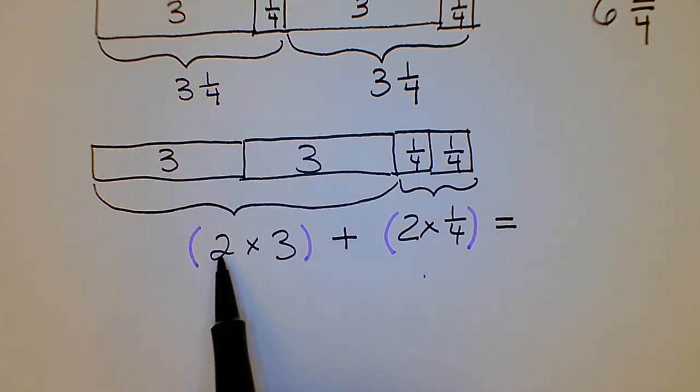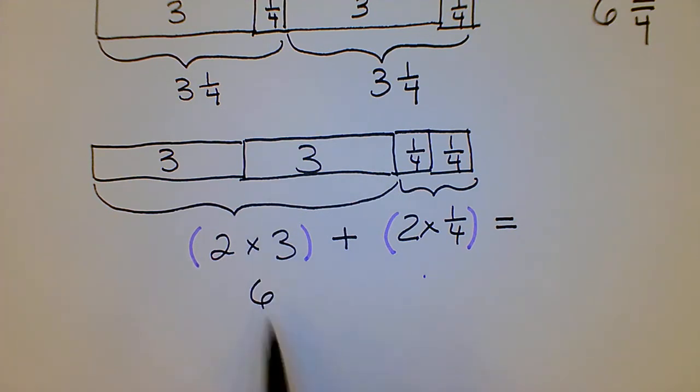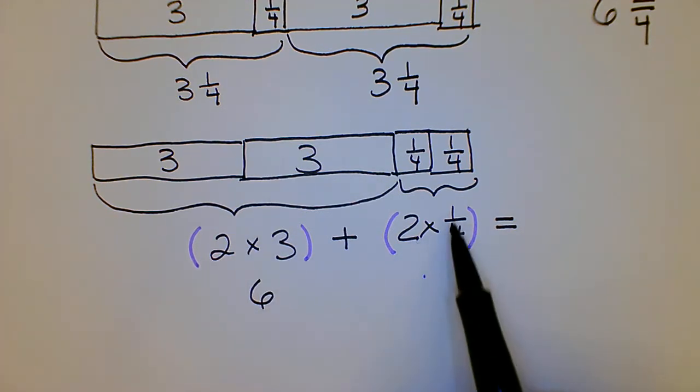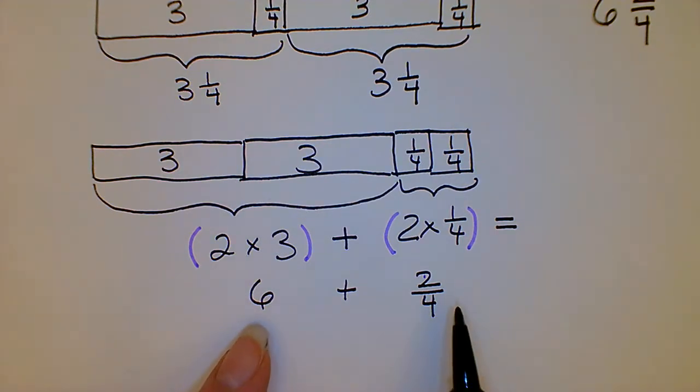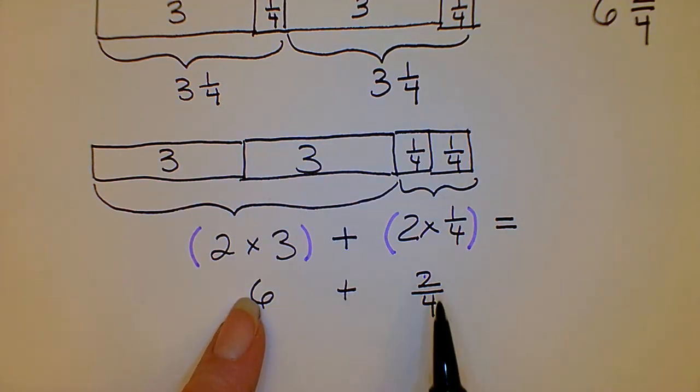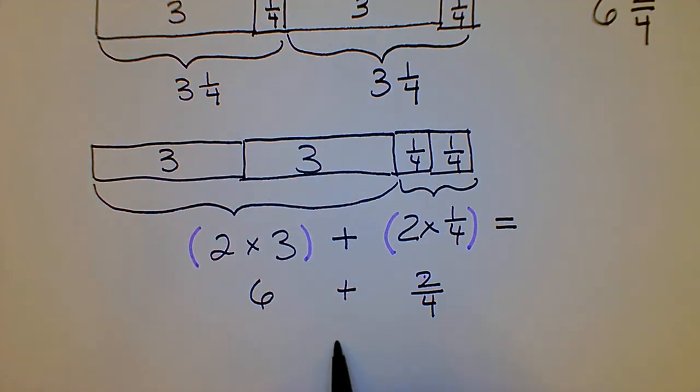And so what we end up with is 2 times 3, which is 6. And then we have 2 times 1/4, which is going to be 2/4, just like we did before. Now when we get to this point, we can simply say that we have 6 plus 2/4. Another way of saying that is 6 and 2/4. So we have 6 and 2/4. So this is the distributive property.